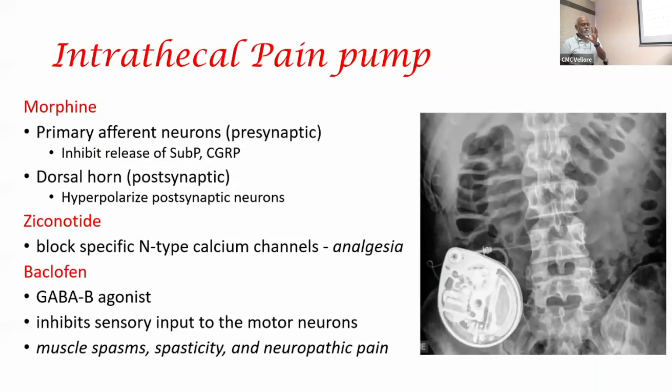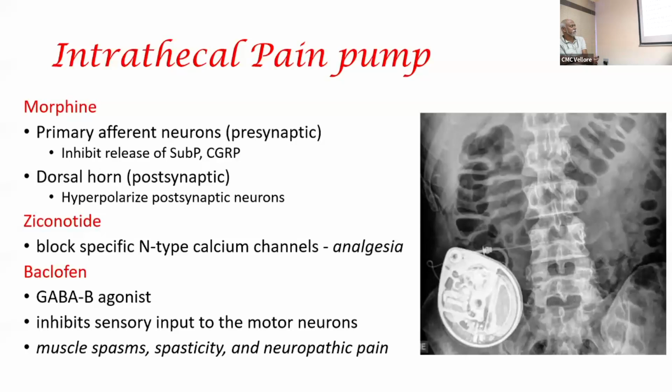Now, FDA has approved 3 drugs that can be given through this: morphine, ziconotide, and baclofen. You must have seen baclofen injections at least here. And of course, the morphine basically acts on the primary afferent neurons or the dorsal horn, presynaptic or postsynaptic, basically inhibits the release of substance P and calcitonin gene-related peptide, and it hyperpolarizes the postsynaptic neuron. Just to know the mechanism of how morphine works.